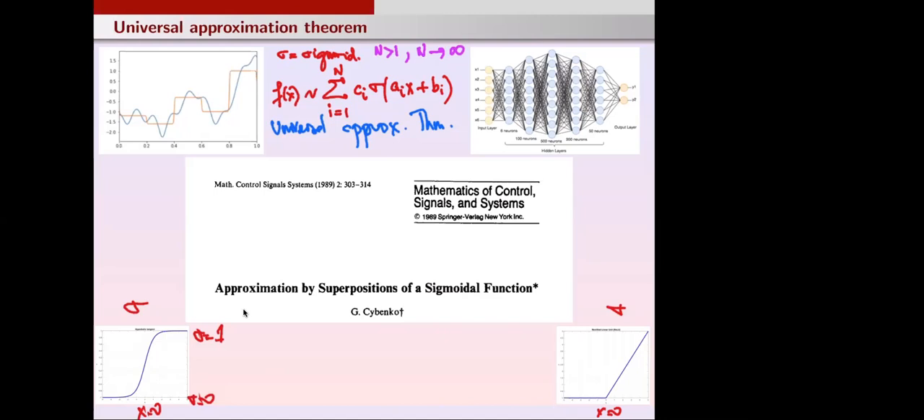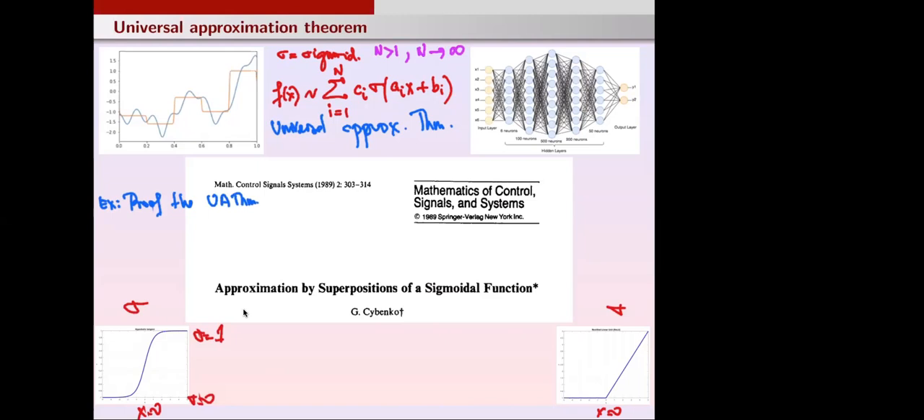Exercise: prove the universal approximation theorem. I give you the hint, right? So what I said is that all these ingredients are necessary, but they are also sufficient. And then what Cybenko did was the following.